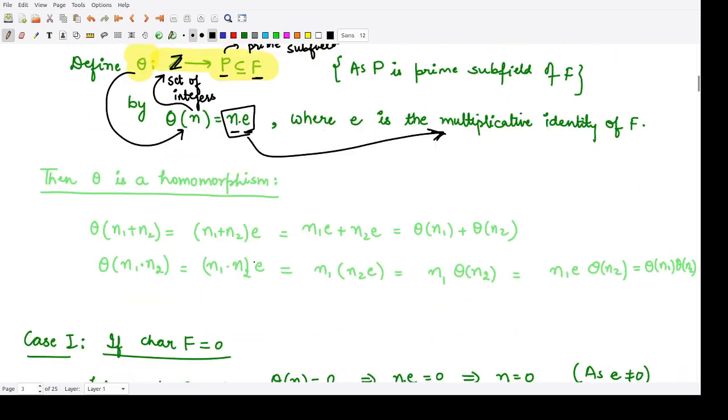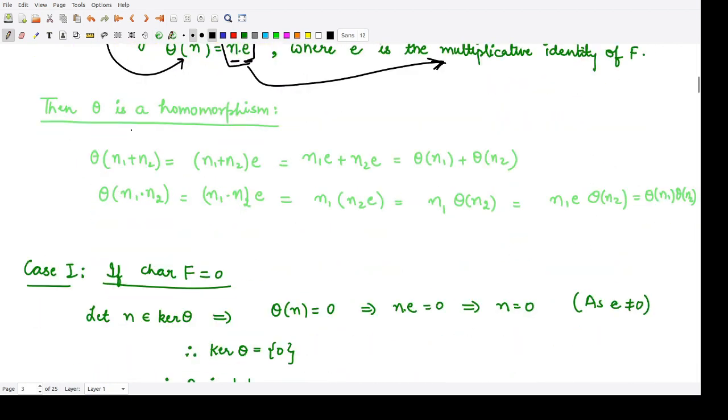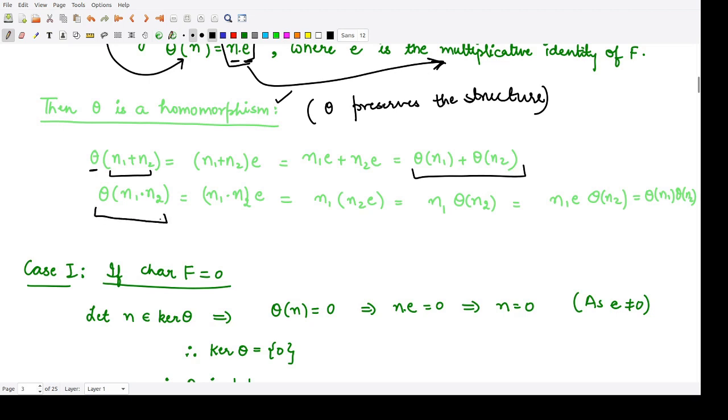The first thing that we have to show here is that theta is a homomorphism. We will prove this by proving that the mapping theta preserves the structure. How does it preserve the structure? When you apply theta on n1 plus n2, you should obtain theta of n1 plus theta of n2. And again, when you apply theta on n1 into n2, it should be equivalent to theta of n1 multiplied by theta of n2. Let's see how.